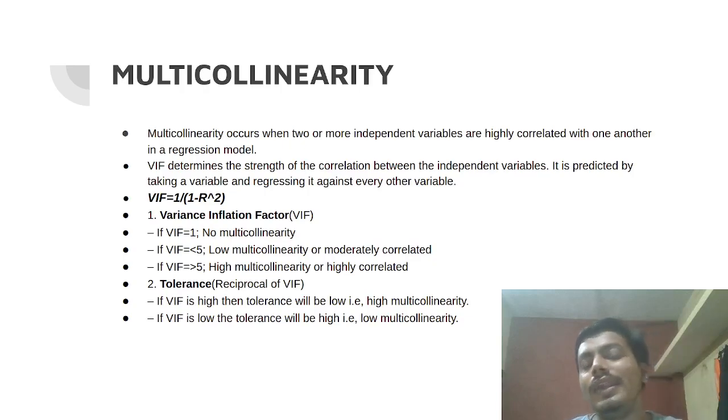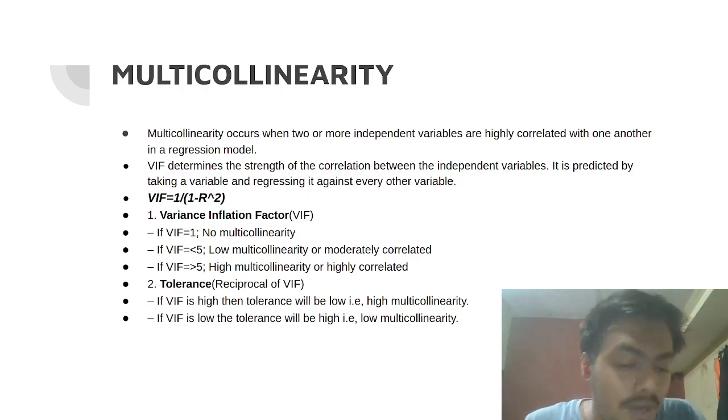Then the other question which was asked was multi-collinearity. So multi-collinearity occurs when two or more independent variables are highly correlated with each other in a regression model. In regression model building, VIF is one of the ways of solving this. So the formula of VIF is 1 upon 1 minus R square, and VIF is called the variance inflation factor.